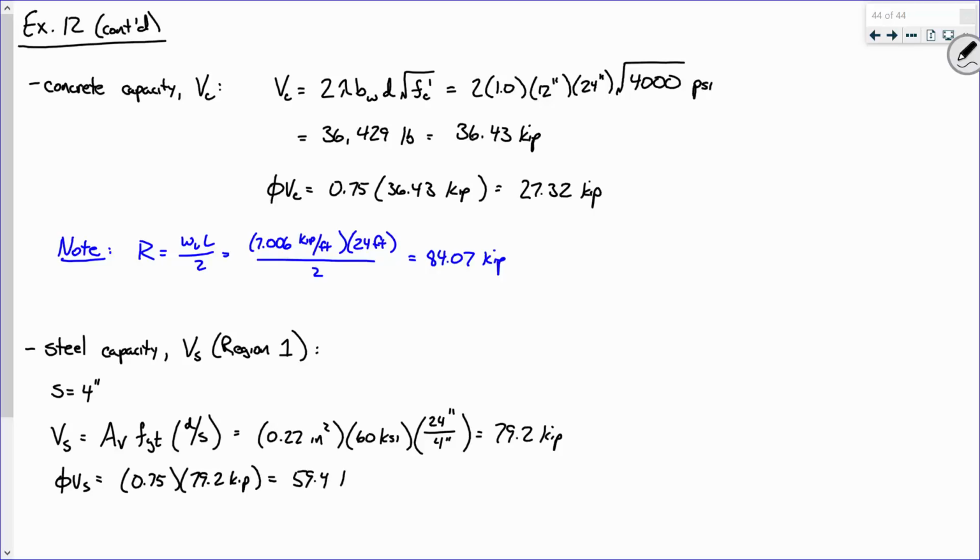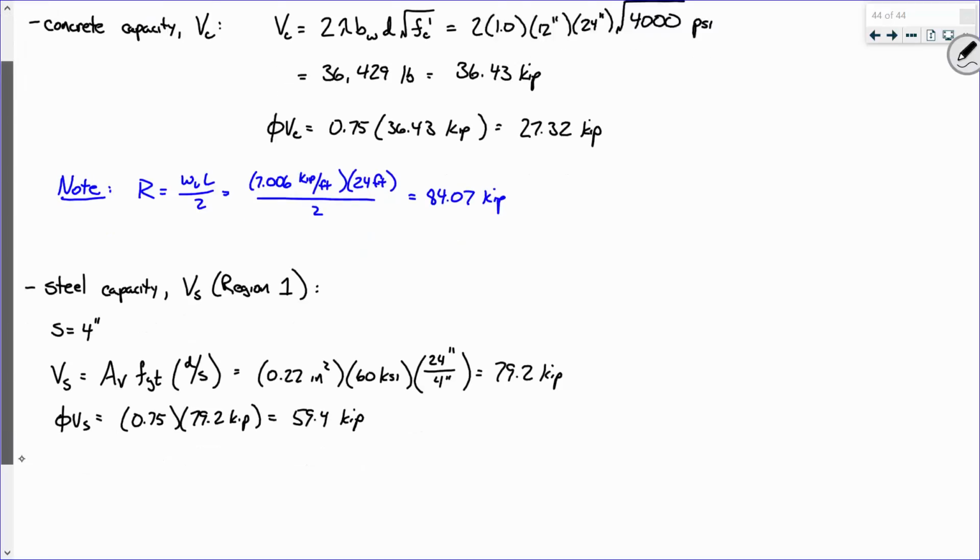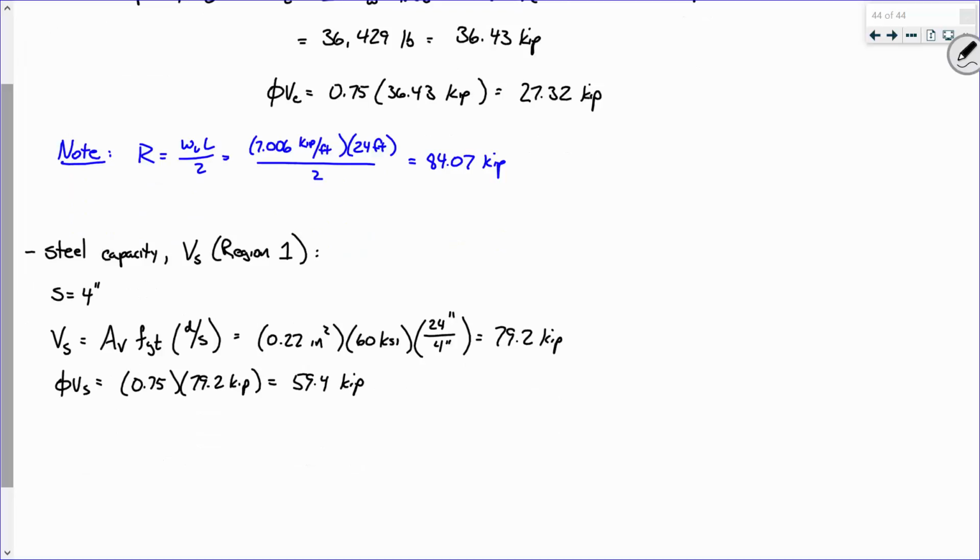Second on that. And then, now let's look at this. So I've got phi Vc and I've got phi Vs. So can I compute phi Vn, the capacity of the whole beam? And how do I do that? Add them up. There you go.